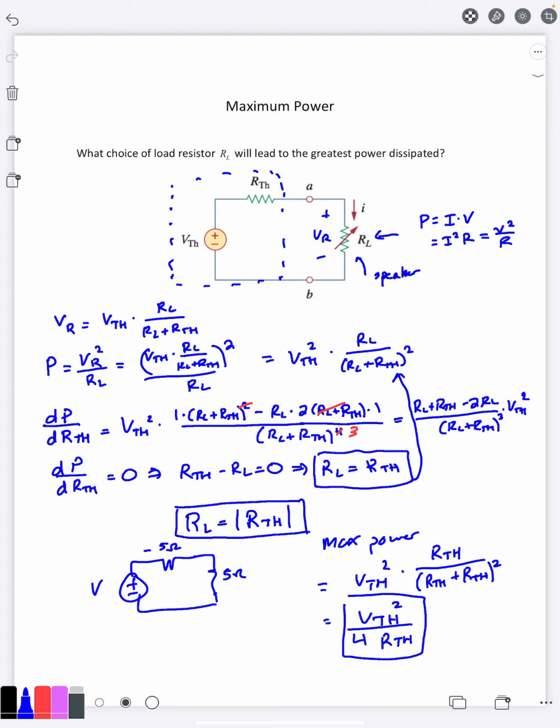Now, for anyone that's actually worked with electronics, you may have heard of something called impedance matching. That's basically what we're doing there. Impedance is something we will cover later on. It's basically resistance when you look at things in the right perspective. And so, again, if you want to get max power, you need to match the resistances or match the impedances.